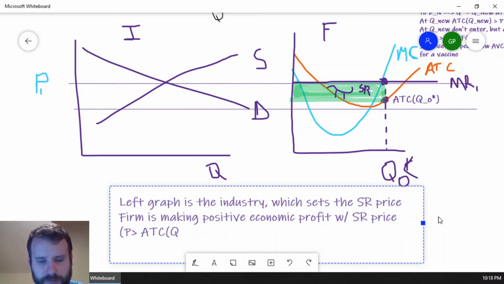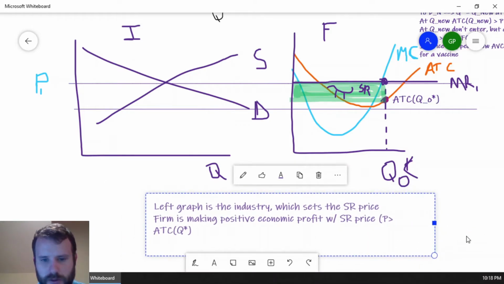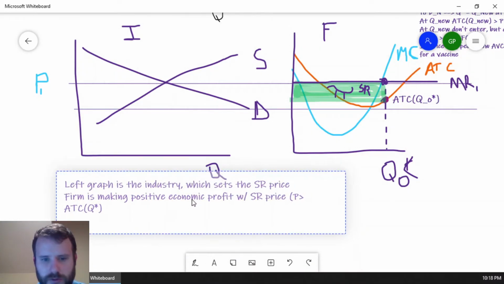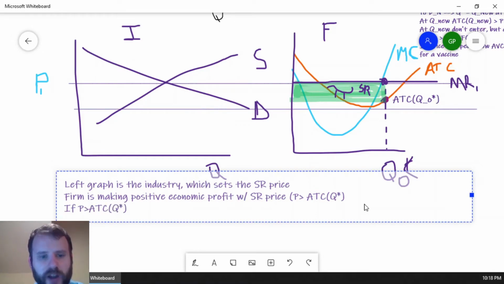Q star there. Okay. Can make this a little bit smaller. If price is greater than average total cost, I guess how do we know that this is Q star? Because it's when the marginal revenue equals marginal cost. So we're just bringing that down. Okay. If price is greater than average total cost, we call it the break-even price, which means that they're making positive economic profit. Firms will enter.